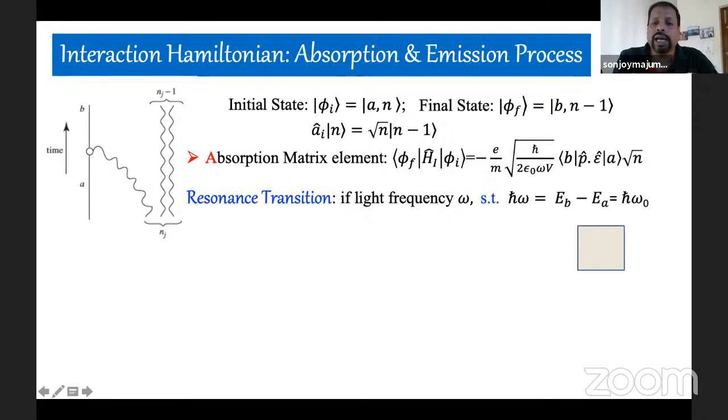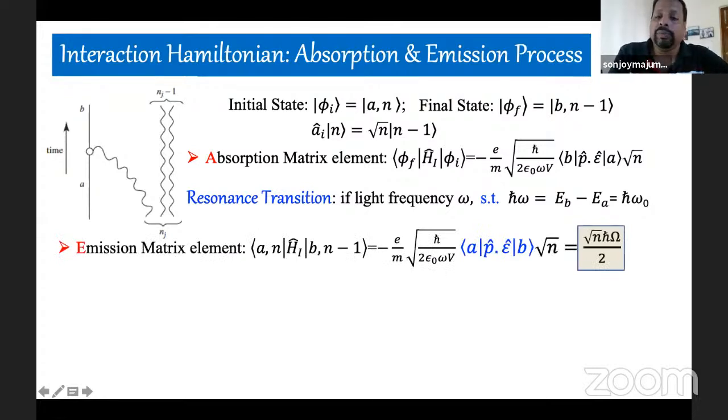Similarly, one thing, as I said: absorption will take place only when you shine light with a frequency matching the resonance frequency. That means the energy of the photon being absorbed, ħω, will be the same as the energy difference between the two states, the initial and final states of the atomic system, which we can write as ħω₀, where ω₀ is the resonance frequency. If you understand that, you can write the emission matrix element also.